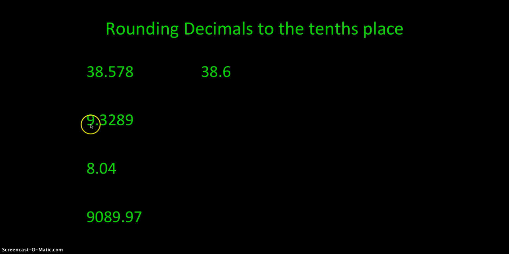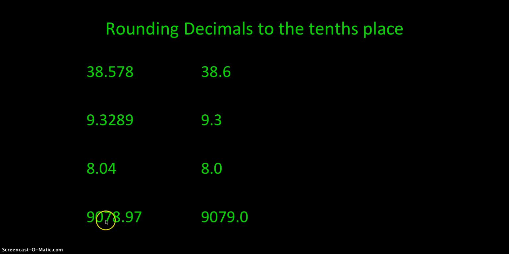This number, 9 and 3,289 ten thousandths, rounded to the tenths place. Here's the tenths place. I look, this is less than 5, so I know this just gets truncated: 9 and 3 tenths. On this, 8 and 4 hundredths, again, here's the tenths place. This is less than 5, so I'm going to truncate: 8 and 0 tenths. It's important when you're rounding a number to the tenths, even if the tenths are 0, you need to list them so that your end results get read as tenths.